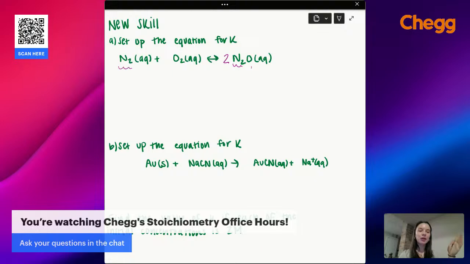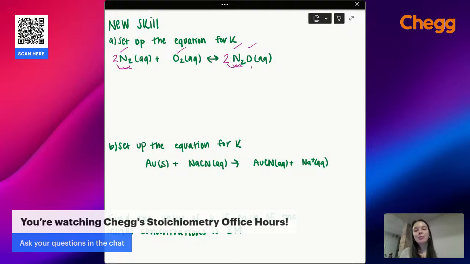But now I have 4 N's on the right and only 2 on the left, so I'm just going to put a 2 coefficient in front of my N2. And then I'm just going to do a quick little check to make sure everything on the left is equal to everything on the right, and that indicates that my equation is balanced. So I have 4 N's over here, 4 N's over there. I get that by multiplying the 2 times the 2, 2 times the 2, and then I have 2 O's over here and 2 O's over there. So my equation is balanced. It's a pretty easy equation to balance.